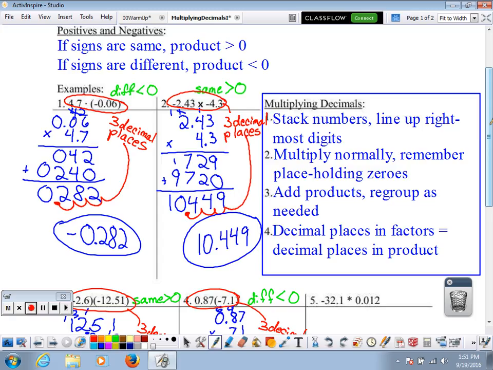Okay, but then we multiply normally, just like we always did, except the lattice method. We use the regular old stack method. Okay, we multiply the rightmost digit through everything up top. Remember our place holding zeros, and then multiply the next digit. We repeat if we need to. We'll add those products together, regrouping where we need it. Just remember that the number of decimal places in our factors is equal to the number of decimal places in our final product. Yeah, Jake?